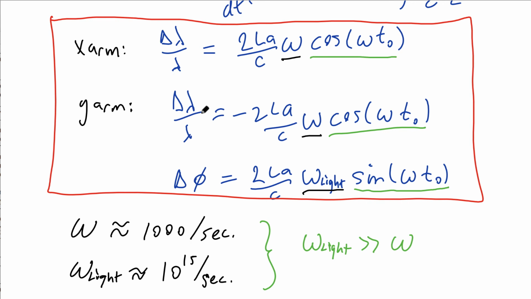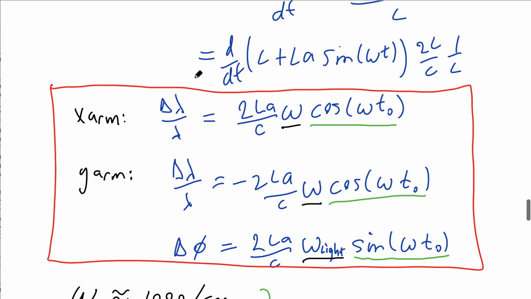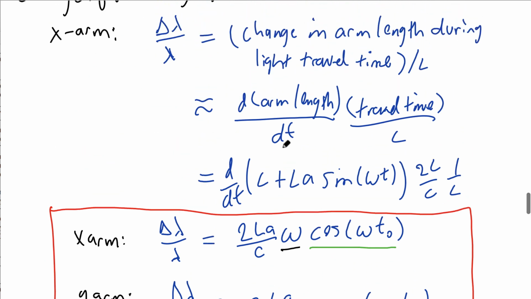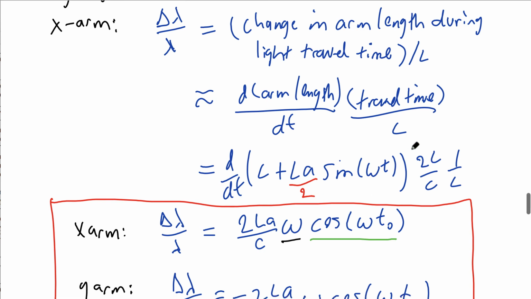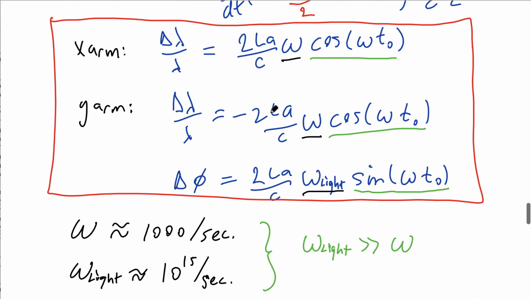One of the things you'll discover if you work through the practice problems is that I've made a mistake in calculating delta lambda over lambda. The mistake came from right here. The arm length is actually L plus 1/2 L times A times sine of omega t. So this 2 should cancel this 2, which means I need to cross out this 2 and this 2.